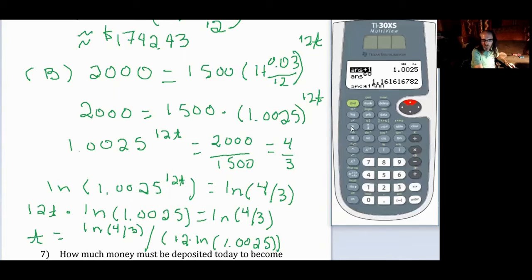Natural log of 4/3 divided by all of the following. So I'm putting parentheses around this multiplication so that it knows both the 12 and the natural log of 1.0025 are in the denominator. Close the parentheses for the log, and for the denominator, expecting an answer bigger than 5. And to the nearest tenth, coming up with 9.6. And that would be in years.